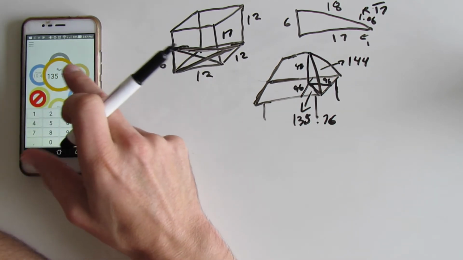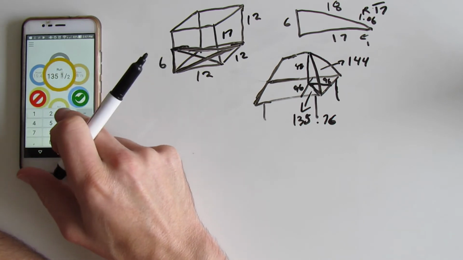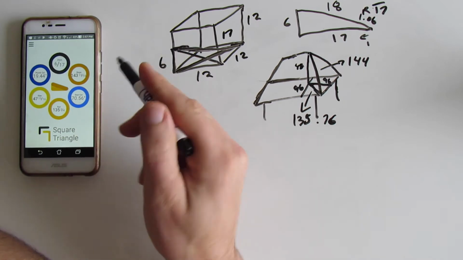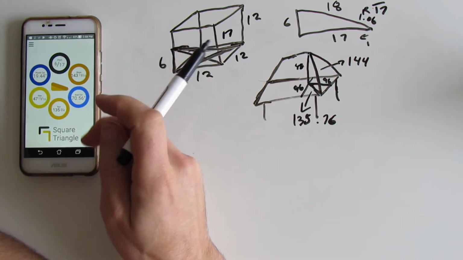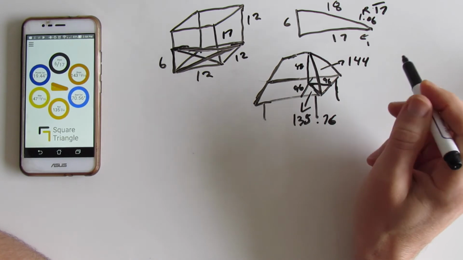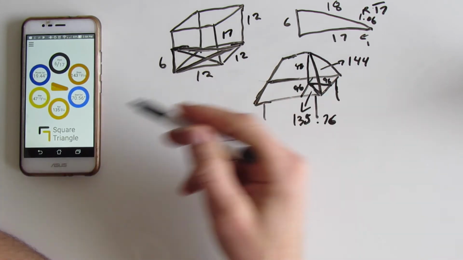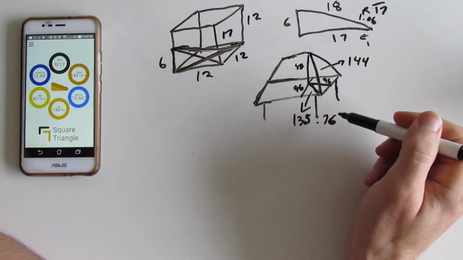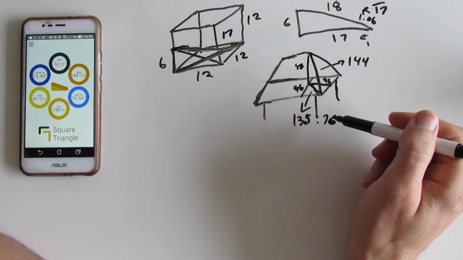135 3/4. And there you go. We have 143 and 15/16, which is going to round to 144. So that's how you would do it with the app. This is how you would do it with a block of wood or manually.